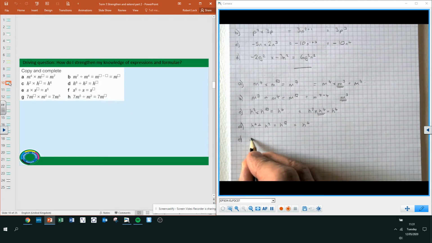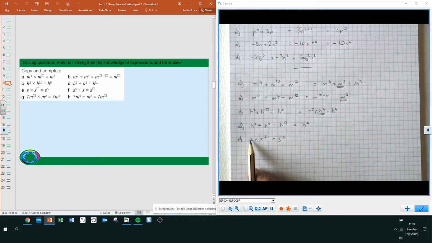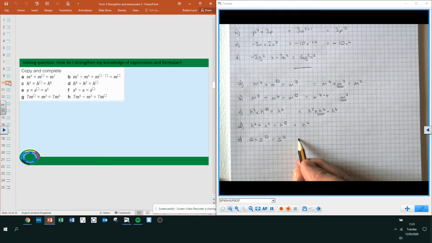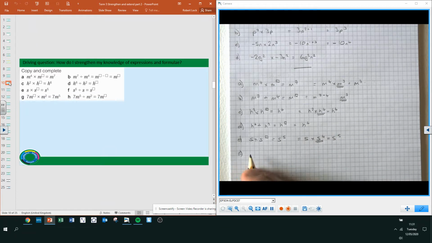E. s times s to the power something equals s to the power 5. Remember, s on its own is s to the power 1. 5 take away 1 equals 4. 4 plus 1 makes 5. So s times s to the power 4 equals s to the power 5. There's the answer. F. s to the power 5 divided by s equals s to the power something. Remember, there's a 1 there, so 5 take away 1 equals 4, s to the power 4.